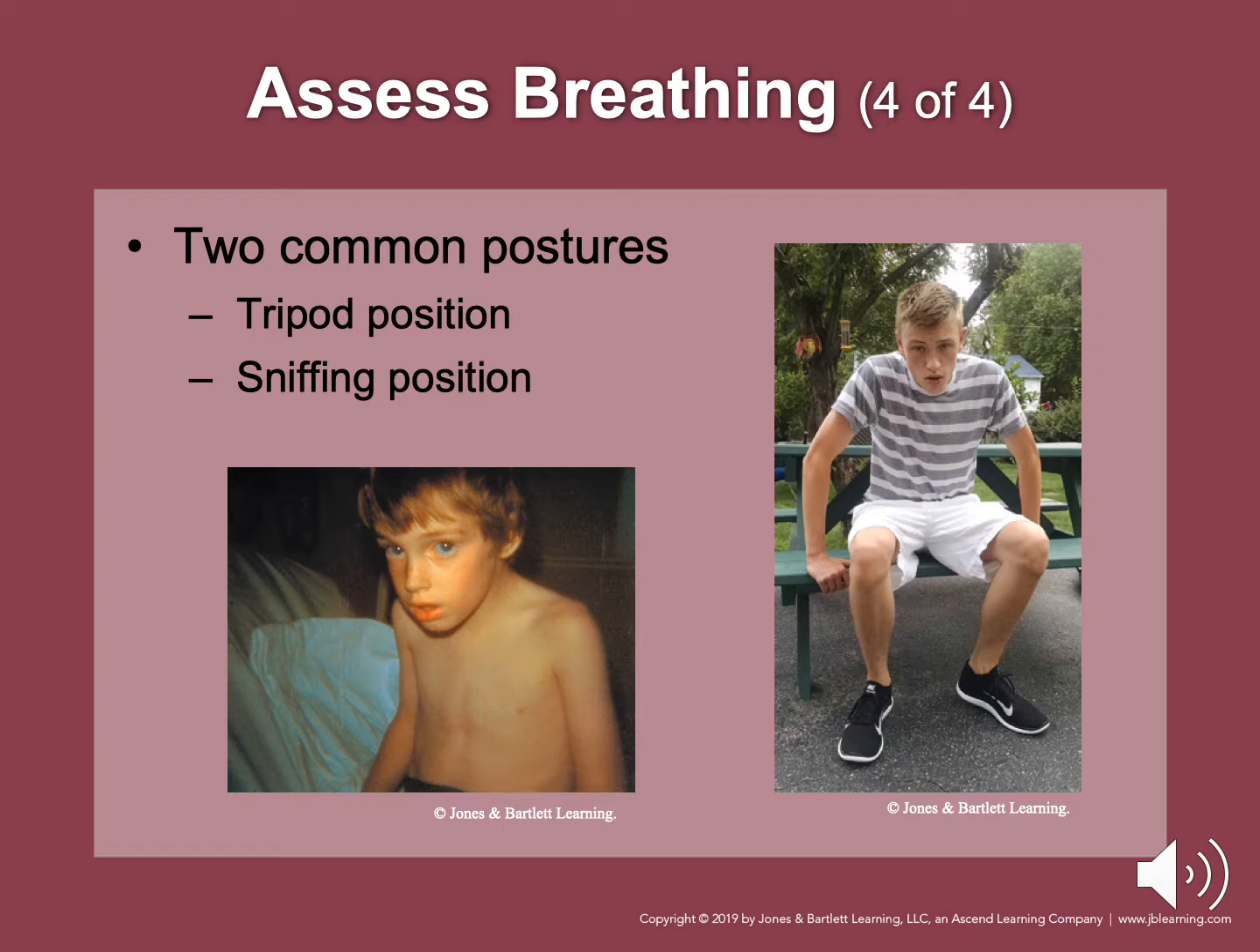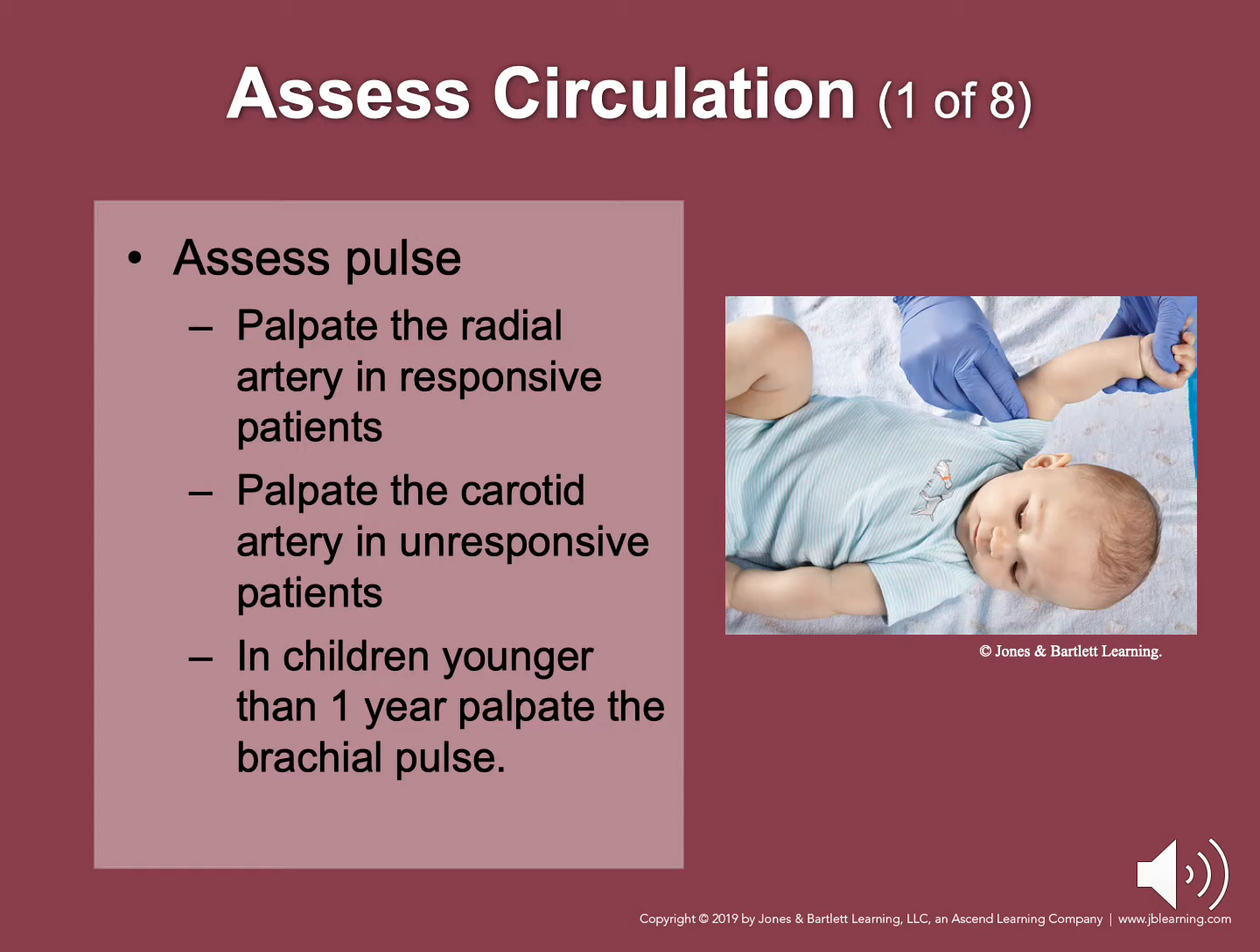All right, next you want to assess your circulation. Palpate the radial artery in responsive patients. Palpate the carotid artery in unresponsive patients, and in children younger than one, palpate the brachial pulse. Circulation is evaluated by assessing the patient's mental status, pulse, and skin condition. Assess the pulse. Pulse is the pressure wave that occurs each time ventricular contraction occurs. It is most easily felt at a pulse point where a major artery lies on the surface.